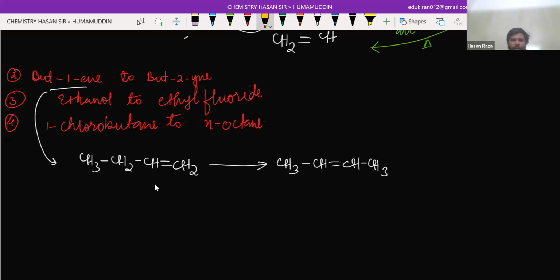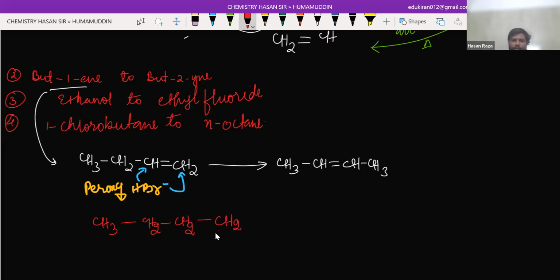It's very simple. First of all, you are going to do anti-Markovnikov addition. That means HBr in the presence of peroxide. So you know that in the presence of peroxide, the negative part will go to that carbon which has the greater number of hydrogen, and the hydrogen positive part will go to that carbon which has the lesser number of hydrogen. So hydrogen comes here and CH2Br.